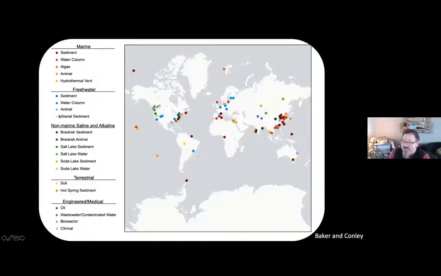In marine sediments, all sorts of different freshwater systems, glacial sediment, non-marine saline and alkaline places, so brackish and salt lakes and soda lakes. And then we have this category I like, engineered/medical, so oil, wastewater, bioreactors. Those would be enriched in, say, a microbial fuel cell, or even some clinical isolates too. But you can see they're all over the place. So there's not necessarily a rhyme or reason for why a microbe, based on its location, might have this capacity. But I think it's interesting to start looking at.